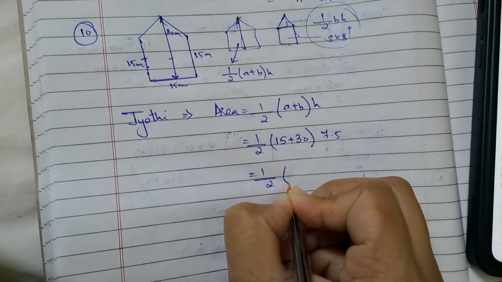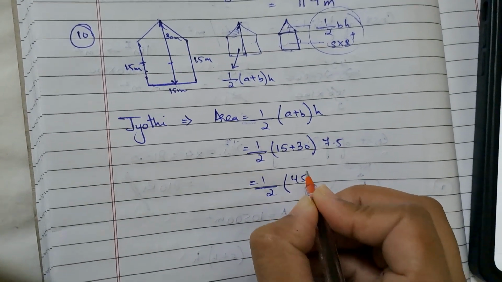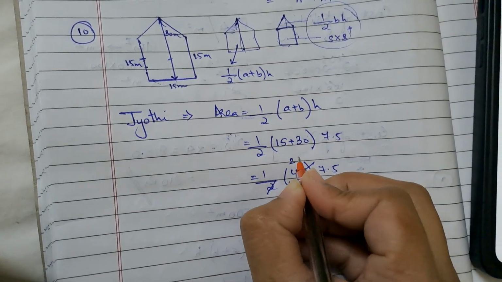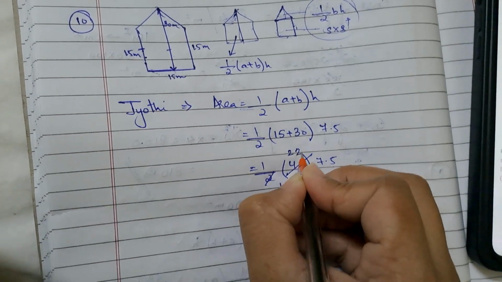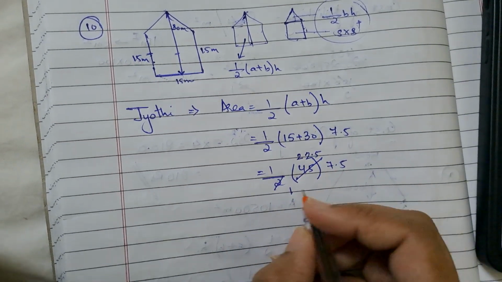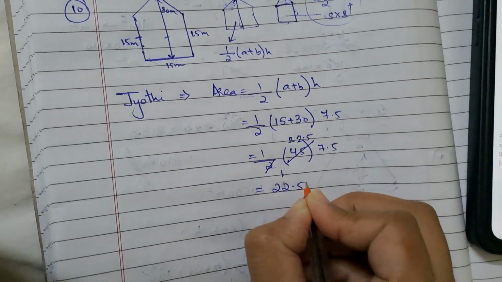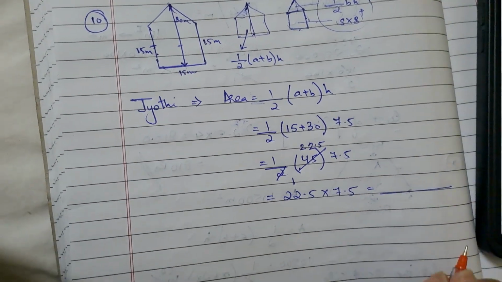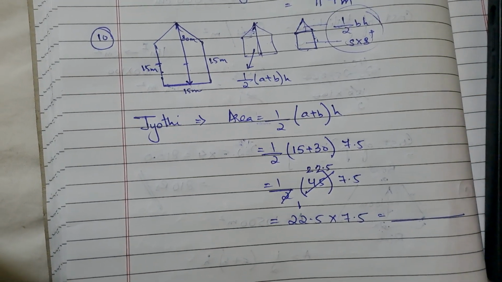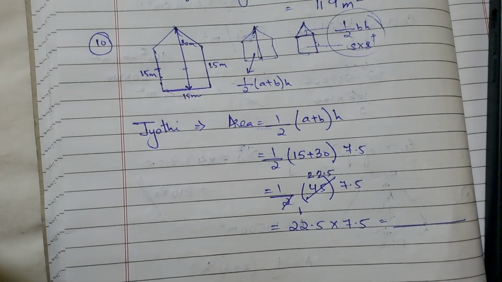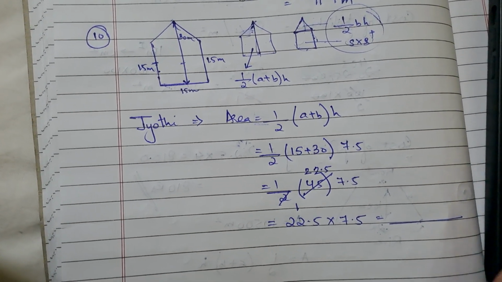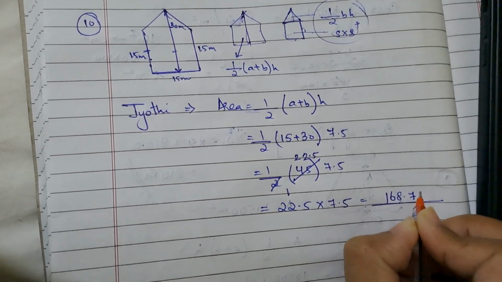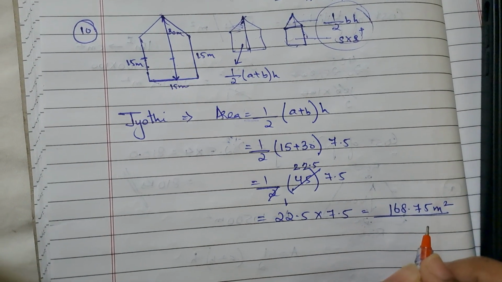So it is half times 45 times 7.5. Half of 45 is 22.5. So it is 22.5 times 7.5 is what you're going to get. Okay, I'm going to use the calculator to do it because I don't want to waste my time here. 22.5 times 7.5 is equal to 168.75 meters square is the area that you have got.